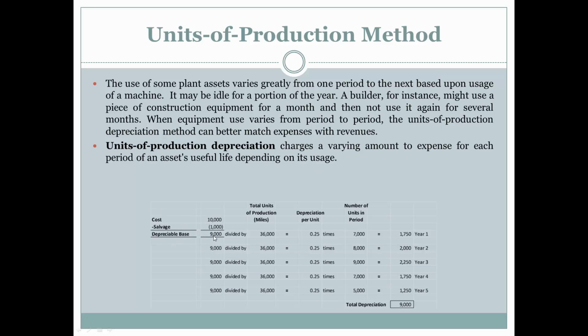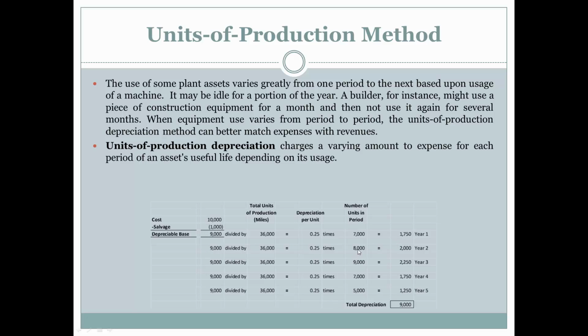So here we see that we're going to calculate the depreciable base just like we did for straight line. In our example, we said the machine was going to be able to produce 36,000 miles. So we're going to look at the depreciable base and divide it by the total number of miles we expect to get out of the machine over 5 years. And so for each mile, we're going to assume that the depreciation is going to be 25 cents. So in the first year, we drove it 7,000 miles. So in year one, the depreciation would be 1,750.